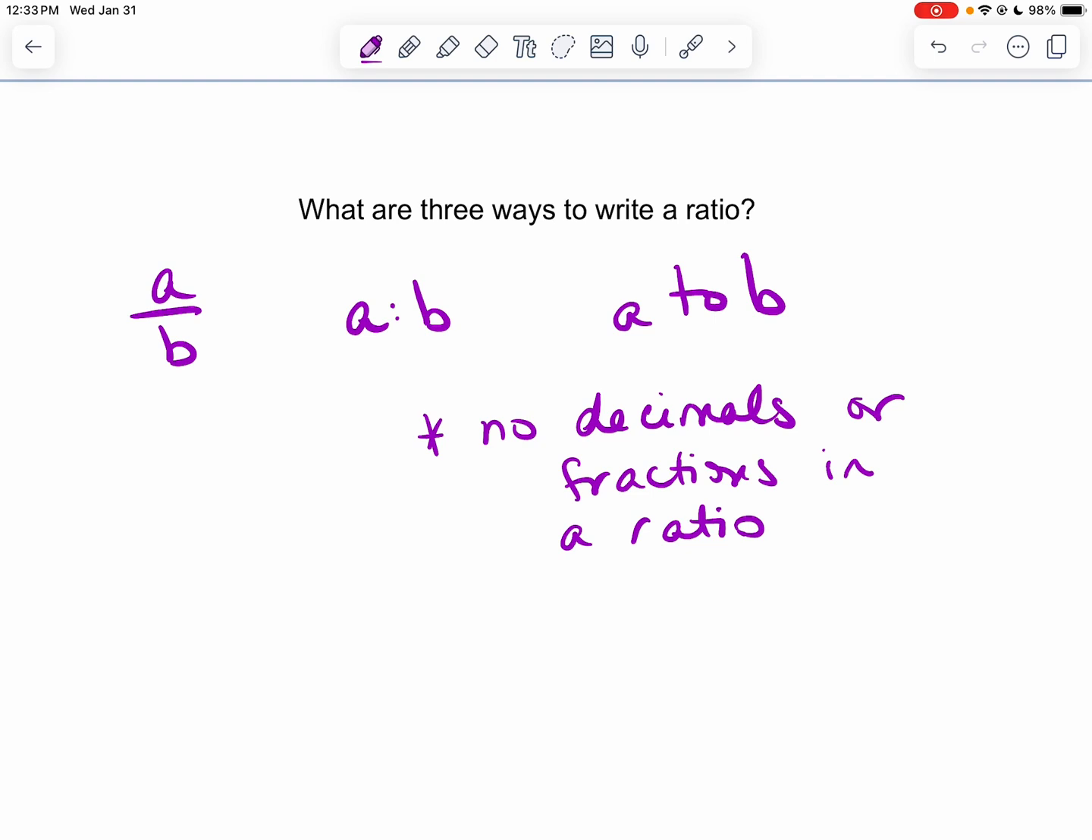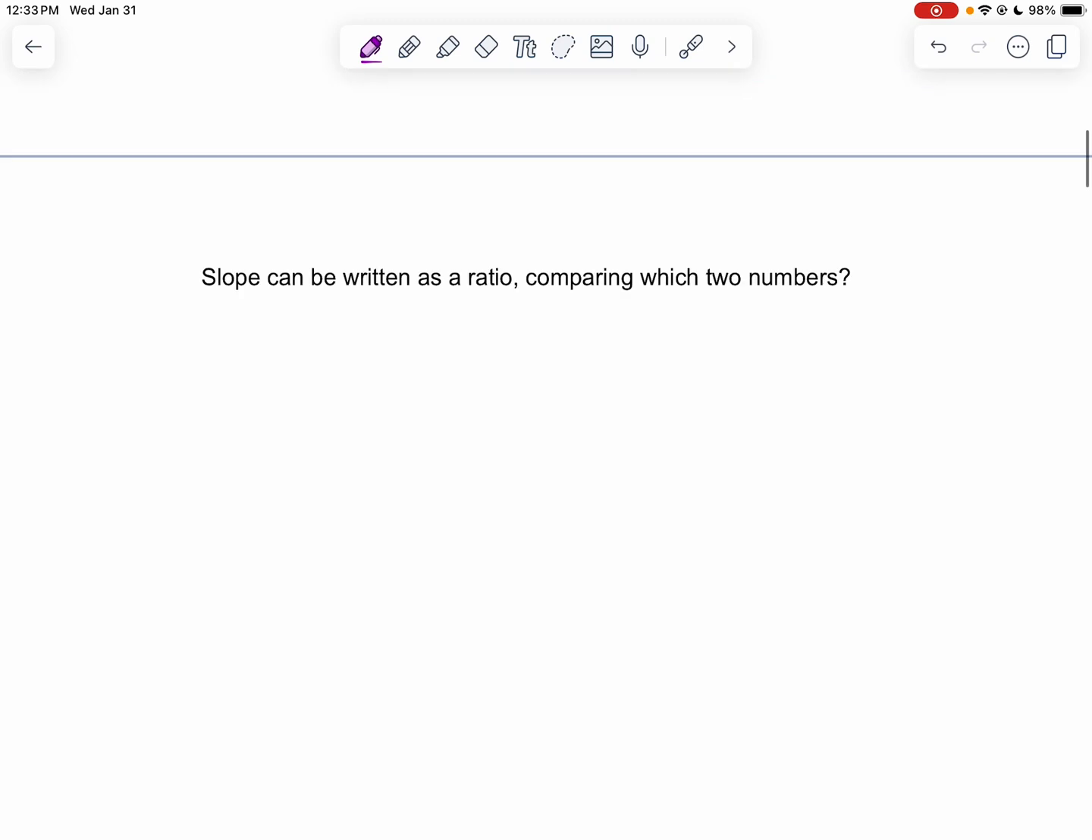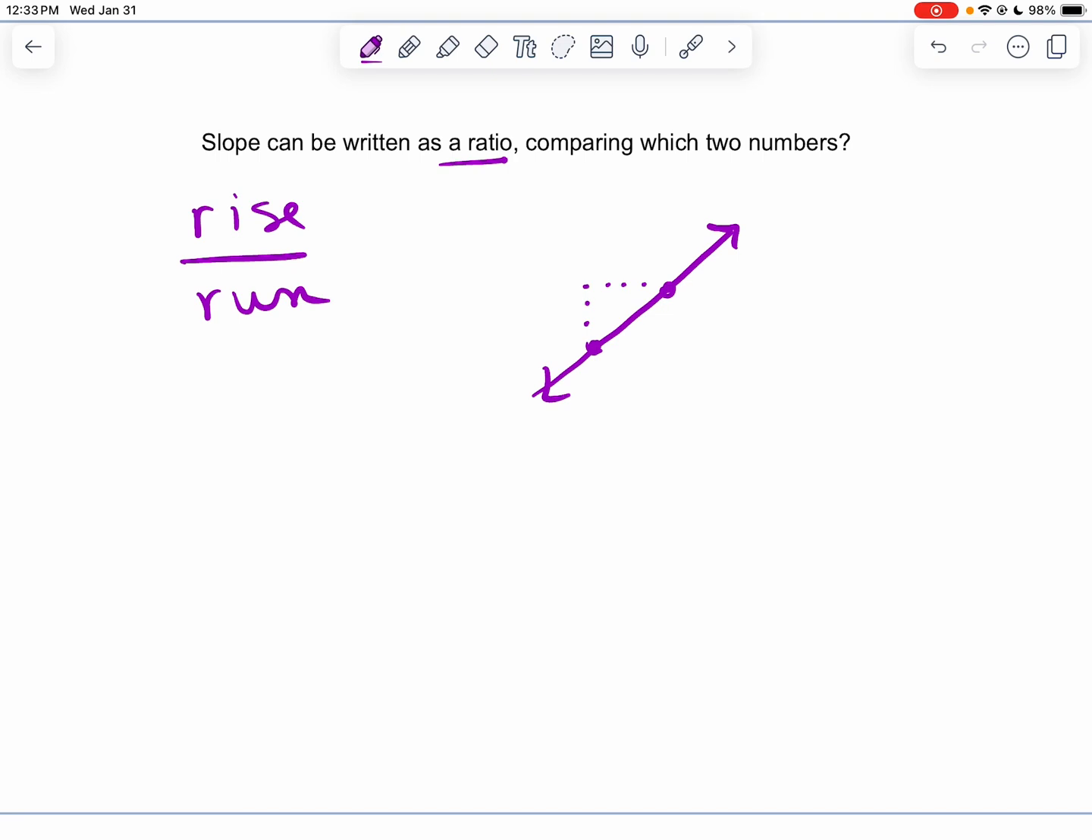Looking at our next slide. So it says slope can be written as a ratio comparing which two numbers? Okay, well, how have we always described slope? Well, we always say that slope is rise over run. Okay, so slope is a ratio, it's a fraction. We're comparing the rise over the run. So if I have a line and I, let's say, go up 1, 2, 3 and over 1, 2, 3, 4, the slope is rise over run.